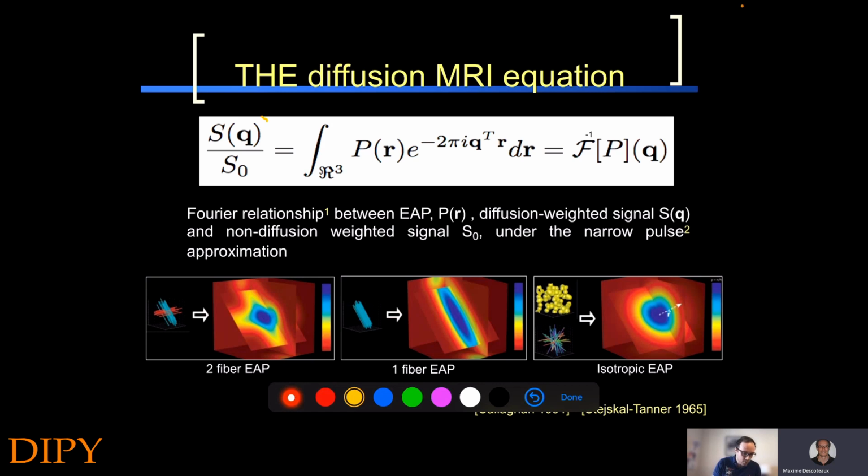critical equation linking the signal S of Q and S0, this is the b equals 0 image, with our object P of R. So I'll change color here, but P of R here, which is our diffusion propagator. And so for the physicists out there or engineers, you see it's related via a Fourier transform. So we measure in Q space. Here Q space is actually in millimeters inverse, right? So we're measuring in frequency space, and the object that we're interested in, the P of R, is in millimeters. It's in real space. So P of R is really in the space of axons and at the scale at which we want to reconstruct features of the white matter neuroanatomy.